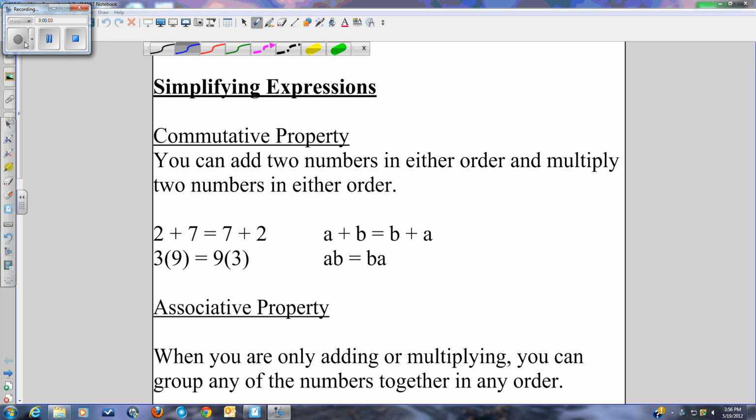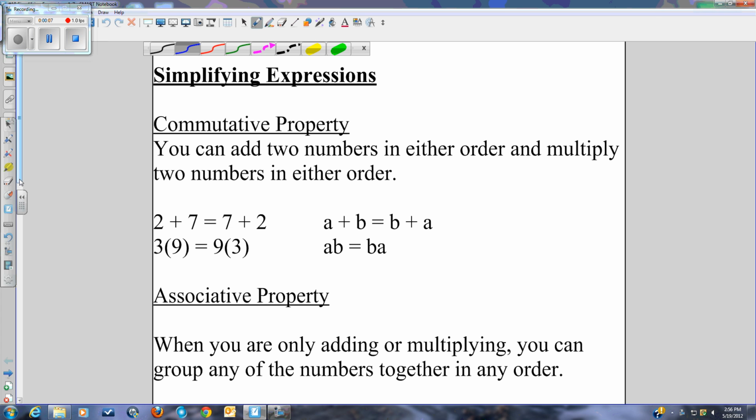Today we're going to be talking about simplifying expressions and also some properties that go along with them. The first property we're going to talk about is the commutative property, which basically says you can add two numbers in either order and multiply two numbers in either order.